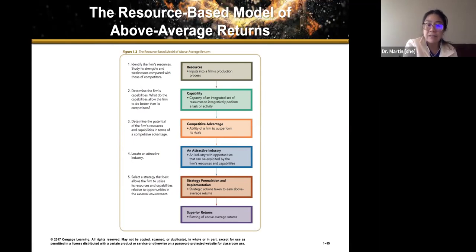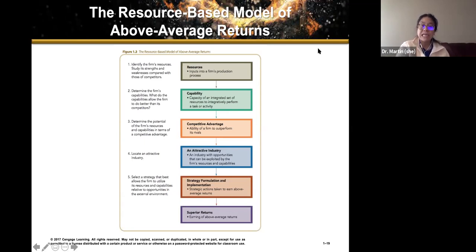Okay, competitive advantage. So, the ability of a firm to outperform its rivals. So are you faster? Are you making a more beautiful product? Are you, in the case of fashion, making a product that's accessible to more people? Or are you making a product that people with a lot more money are going to want to buy?